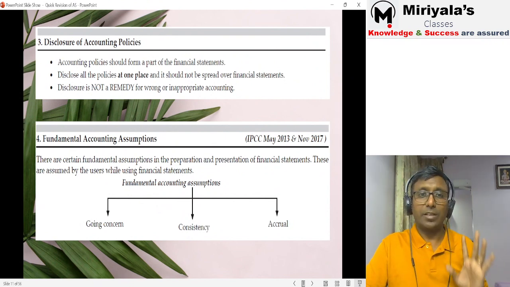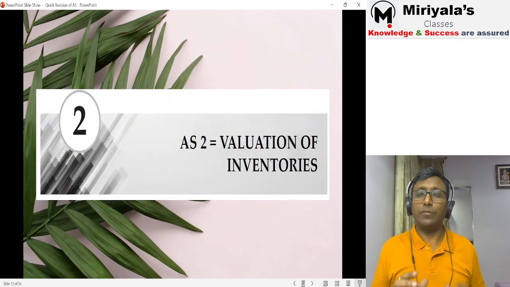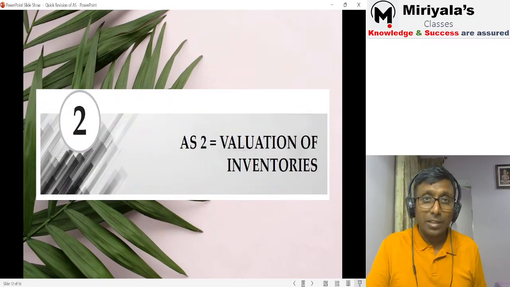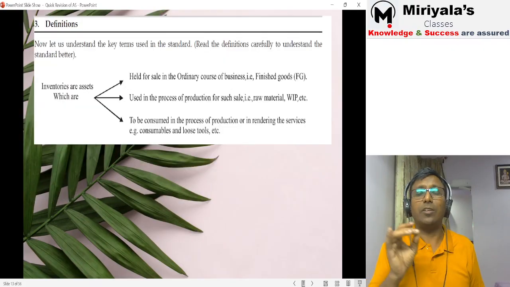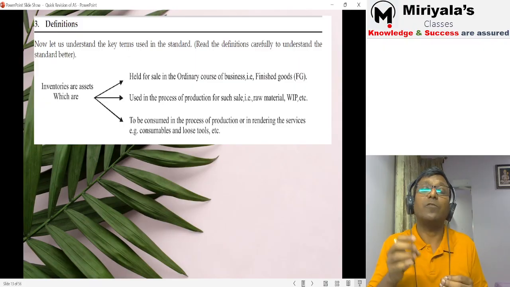Now let's get into accounting standard 2, valuation of inventories. First, what is inventory? Correct. Now, what is inventory? Inventory is an asset which is held for sale in the normal course of business or which is used in the process of production for such sale.